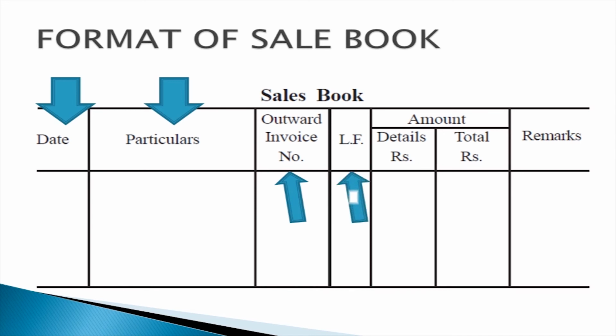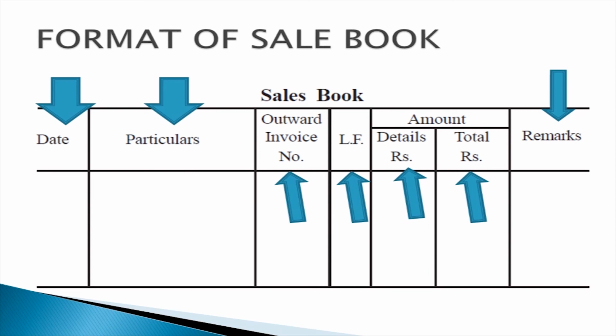Ledger folio column. This column shows the page number of the customer's account in the ledger accounts. Details column, it reveals the amount of goods sold and the amount of trade discount. Total column. This column represents the net price of the goods, that is, the amount which is receivable from the debtors after adjusting discount and expenses if any. And the last one is remarks column, which contains any extra information in case to be disclosed.